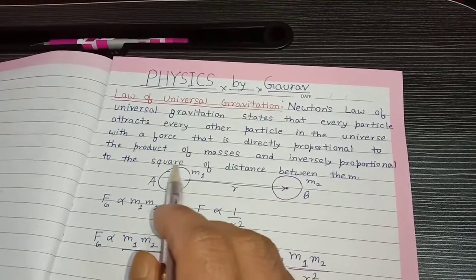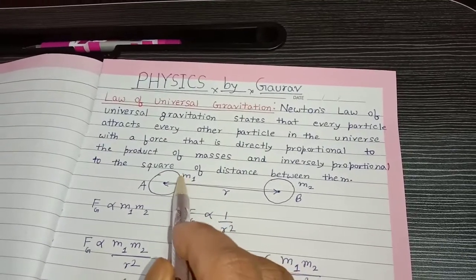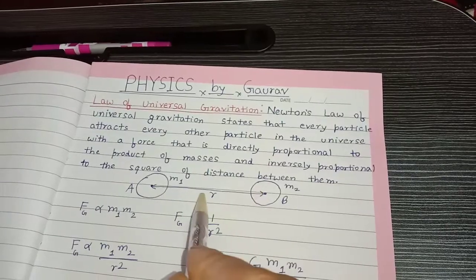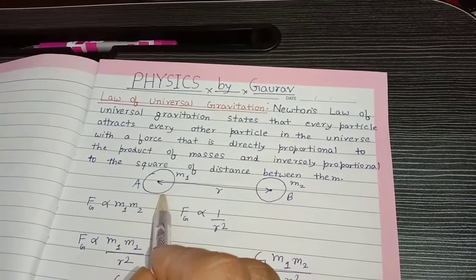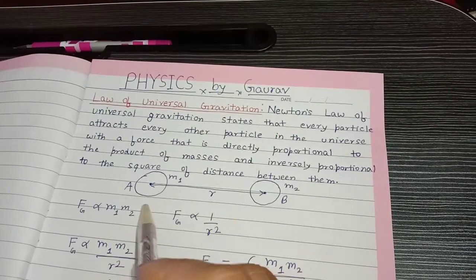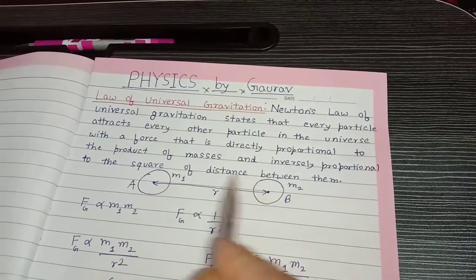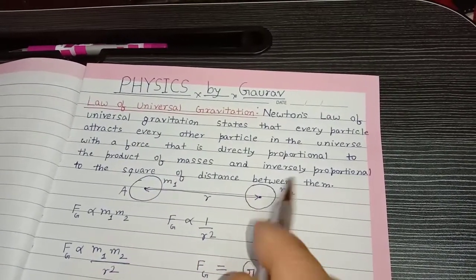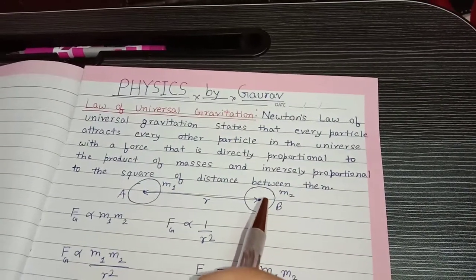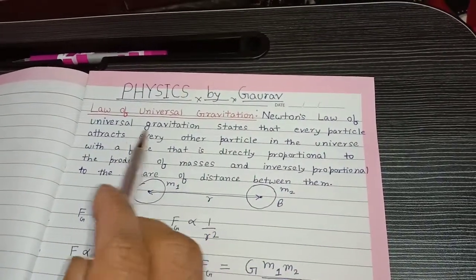Let us suppose there is a body A and a body B. The mass of body A is m1 and the mass of body B is m2. The distance between the two bodies is taken as r. The distance is considered from the centers of the bodies. Just taking distance doesn't mean you take it from anywhere, from here to here. No, you have to take it from the center of the body, or the point where the center of mass of that body exists.